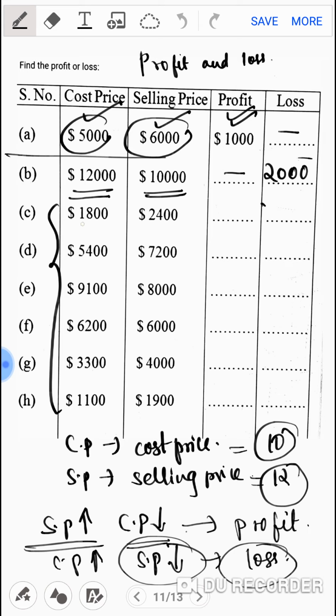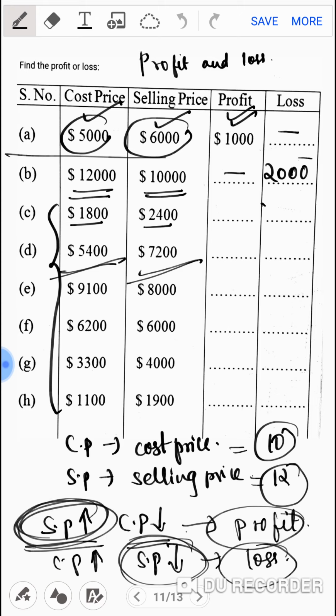Getting my point? Third, you have 1800 and 2400. 1800 is your CP and SP is 2400. SP is greater than CP. In that case, you have a profit. So get the profit: 2400 minus 1800. Next, again, if you notice, CP is 5400, SP is 7200. SP is greater than CP. So we have a profit again. So whenever you have SP greater than CP, you have a profit. And how will you find the profit? SP minus CP. When you have CP greater than SP, you bear a loss. Then how will you find a loss? Loss is CP minus SP. Clear?